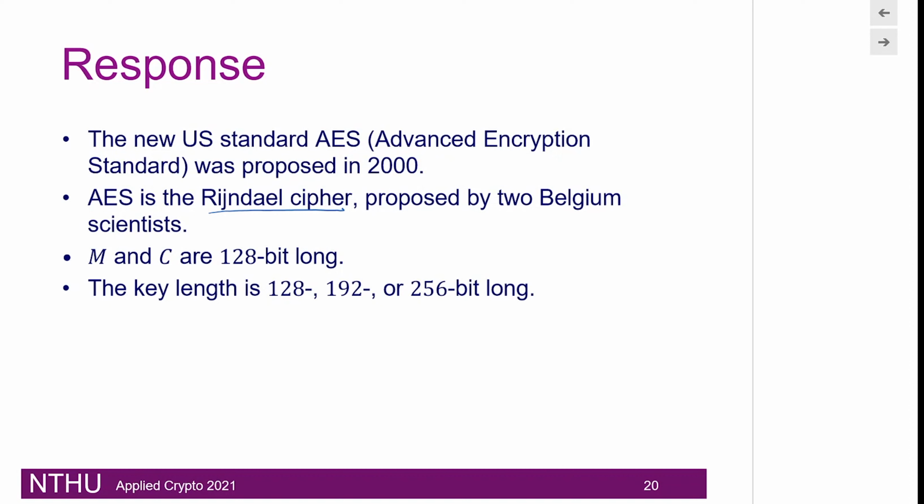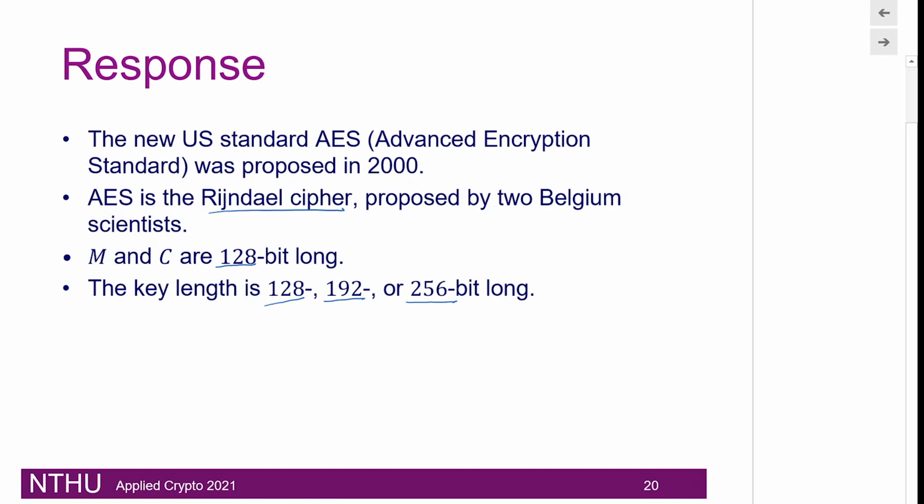So in this algorithm, the message space and the ciphertext space have changed to 128 bits instead of 64 bits in the DES. This is a significant change. And then the key length could be any of 128, 192, or 256 bits long. So this is a very good improvement compared to the DES, where the message space was small, the corresponding cipher space was small, and the key length was small.